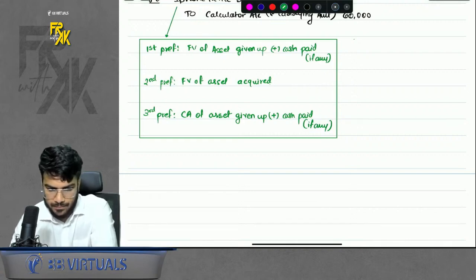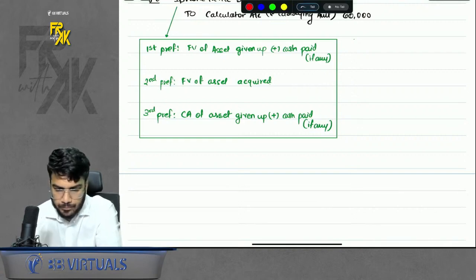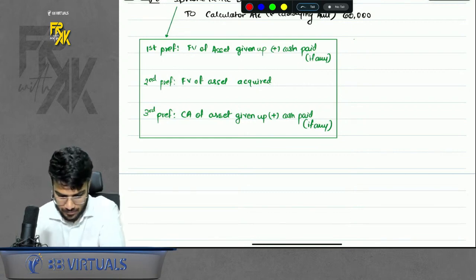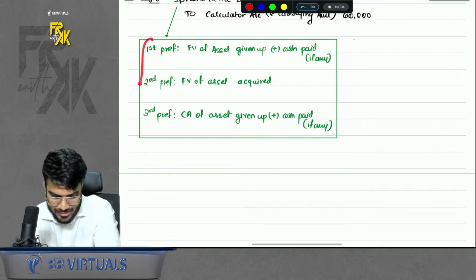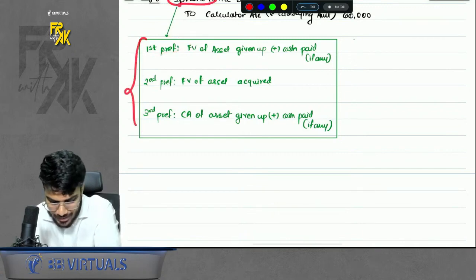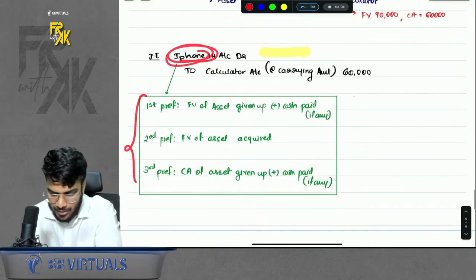Yes, Deepak, great. So we will have these three preferences. Preference number one. So these preferences are for which asset? First, try to understand this. These preferences are for the incoming asset. At what value the incoming asset will be recorded, right?